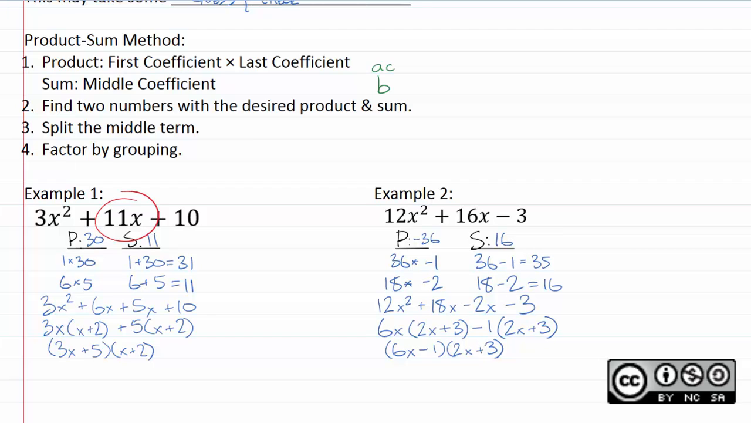The product sum method is going to take you a little practice, so don't be afraid to try it many times to make sure you have it under your fingers. But the nice thing about it is that once you do get it down, just about every trinomial you'll ever see, you'll be able to factor without very much difficulty.